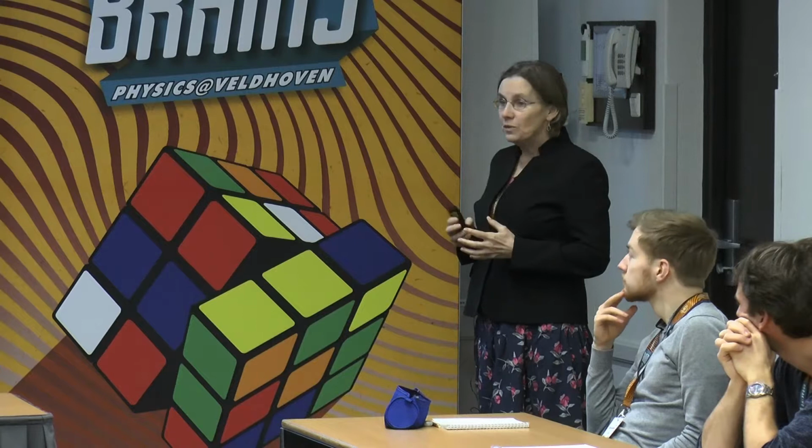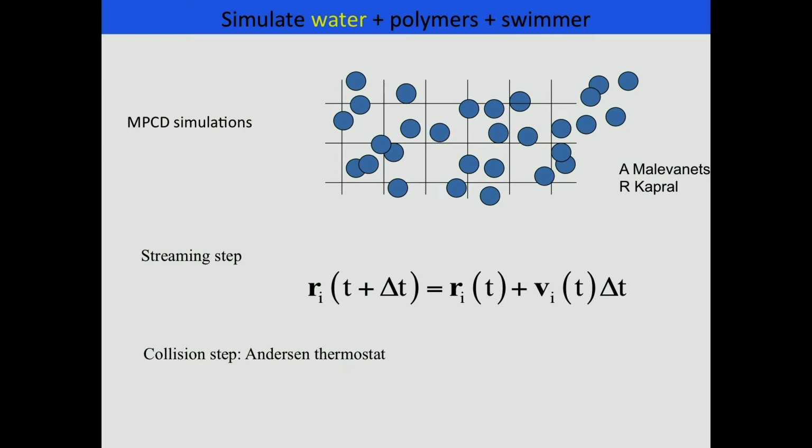So first of all, let me tell you what the model is, how we do the simulations. We need to simulate, first of all, the fluid. The water in inverted commas, it's not real water, it's hydrodynamic interactions, essentially. And then we have to worry about how to do the swimmer, and then we have to worry about how to do the polymers. Now, the way we do the water is what's called multi-particle collision dynamics. Who's heard of multi-particle collision dynamics? Some of you, but not so many. This is a way of putting in the hydrodynamic interactions.